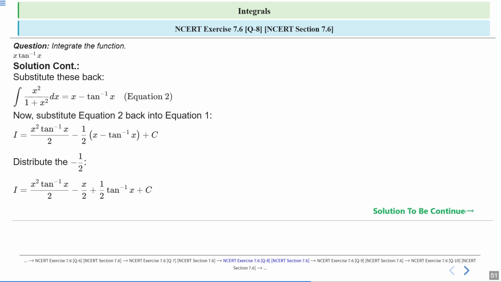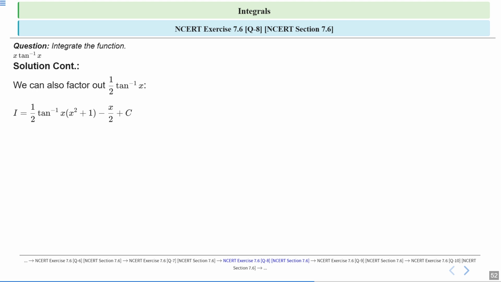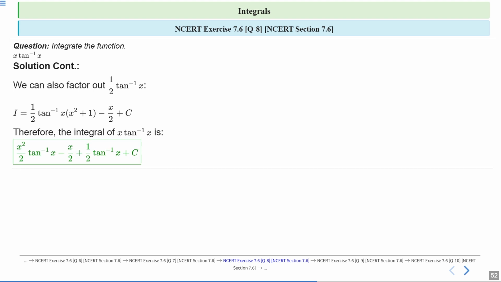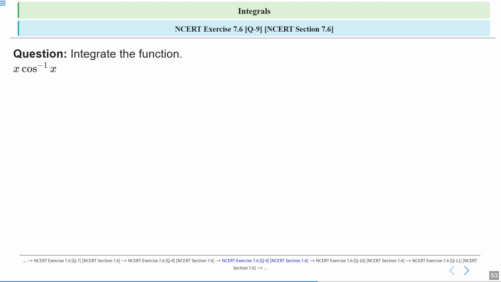Let's simplify. And also factor out tan inverse x. So the final integral is x square by 2 tan inverse x minus x by 2 plus 1 by 2 tan inverse x plus c. Question number 9 is we have to integrate the function x cos inverse x. So just think about this question.